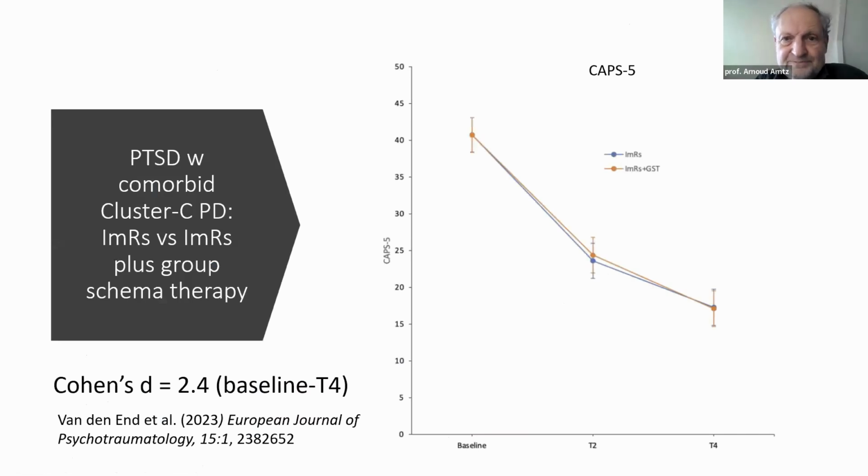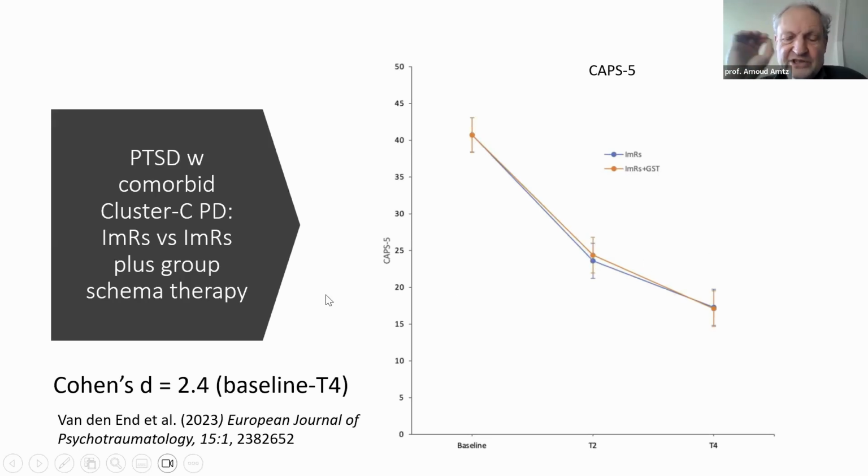Still another study investigated whether for the treatment of post-traumatic stress disorder, it's helpful if there's comorbid personality disorders, cluster C personality disorder, whether it's indicated to add during the trauma processing phase group schema therapy. And in short, the answer is no. If you see the development on the PTSD complaints, symptoms on the CAPS, you see a deep decrease with only imagery scripting, which is very much in parallel to the combined treatment of imagery scripting and group schema therapy.